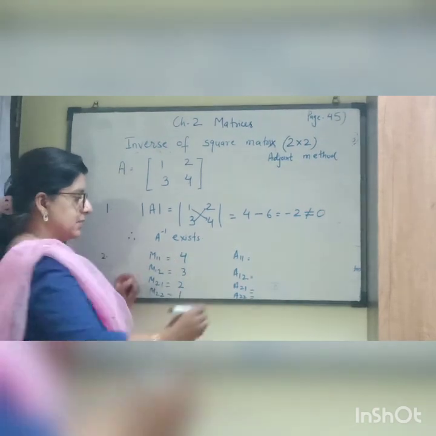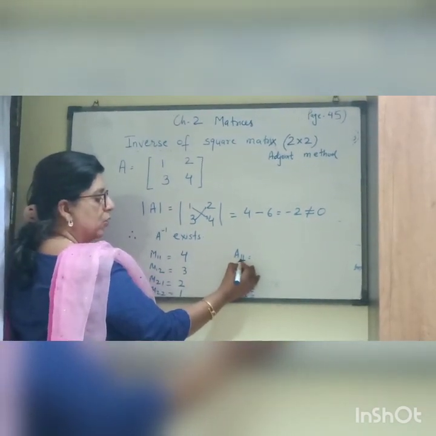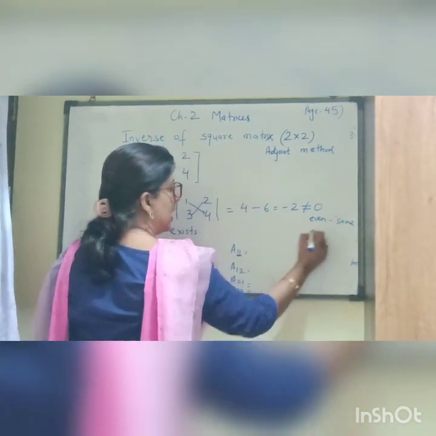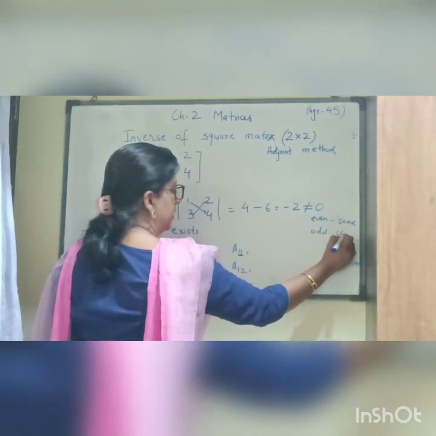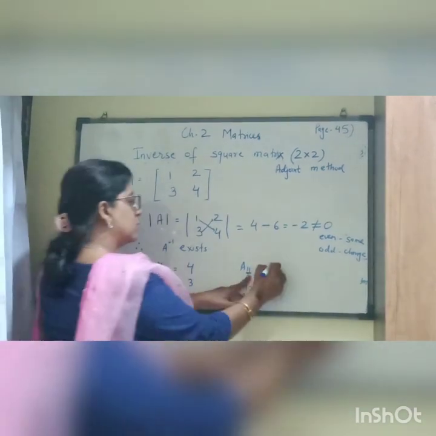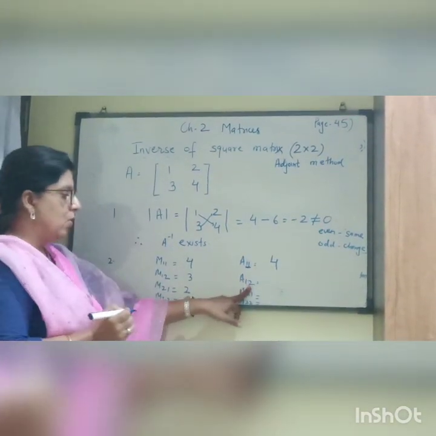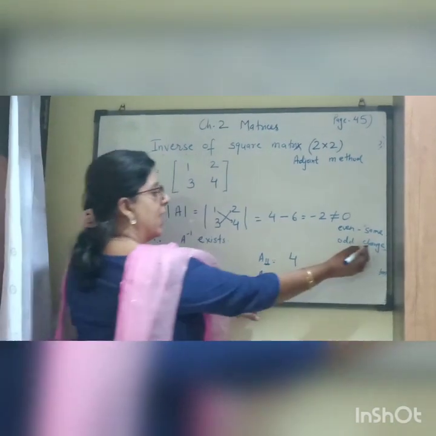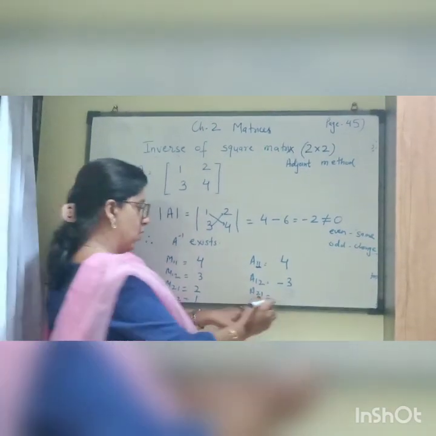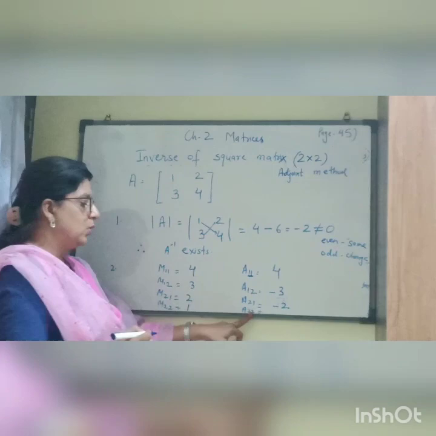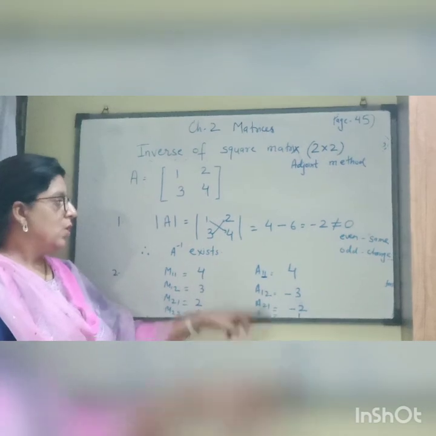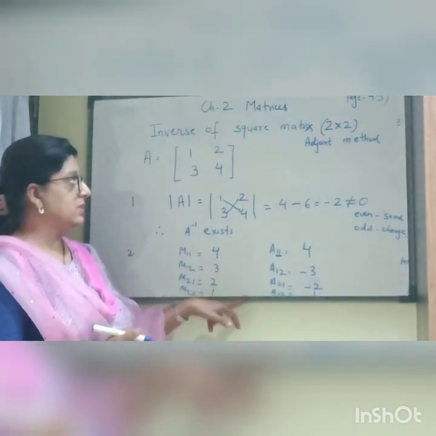Now the cofactors. If the sum of row and column is even, the sign stays the same, and if odd, then change the sign. So 1 plus 1, 2, even, so the sign will remain the same. 1 plus 2, odd, so we have to change the sign. 2 plus 1, 3, again odd, so change the sign. 2 plus 2, 4, even number, so the sign will remain the same. So we have completed 2 steps.